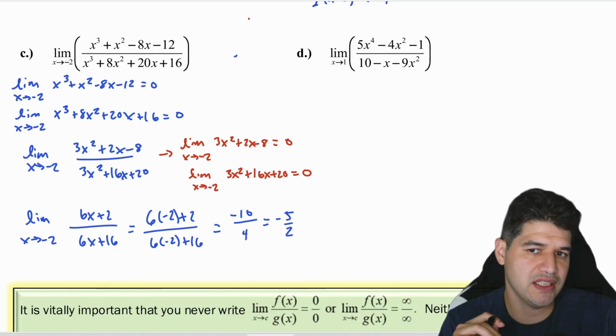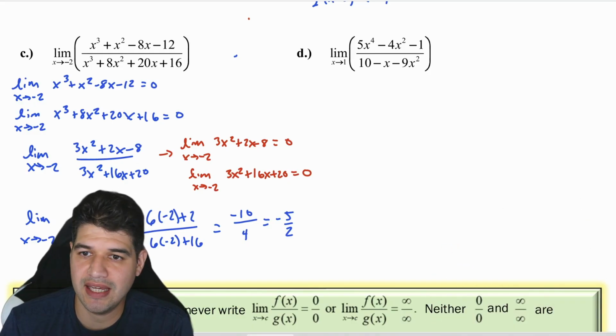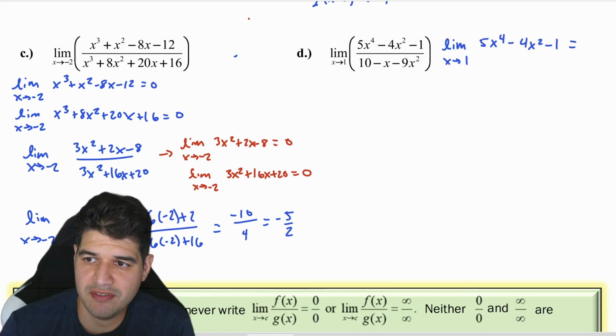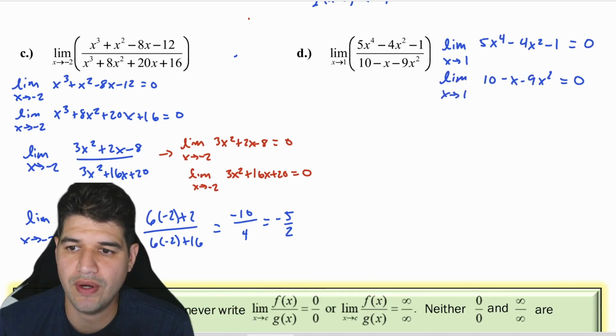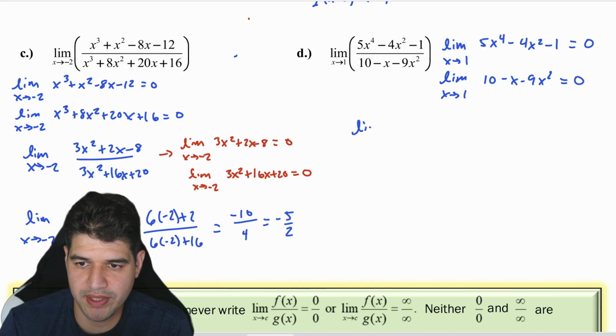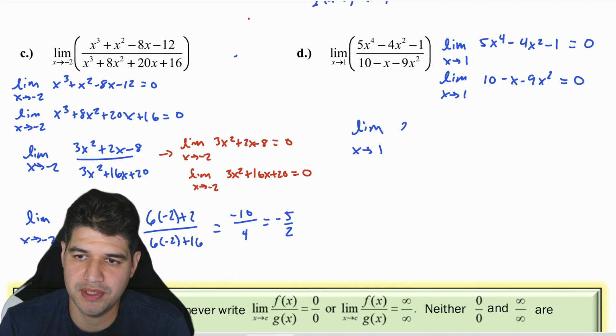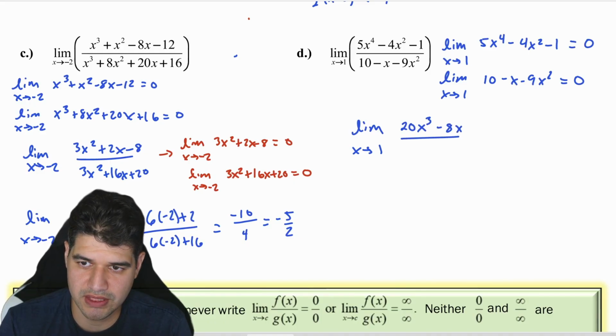And now let's move into our last one, the limit as x approaches 1. So let's look at these limits of the numerator and denominator. If I plug in 1, I get 5 minus 4 minus 1, so I get 0. And in my denominator, the limit as x approaches 1 of my denominator, I also get 0. So now I can apply L'Hopital's rule. So the limit as x approaches 1 of the derivative of the numerator is going to be 20x cubed minus 8x over -1 minus 18x.